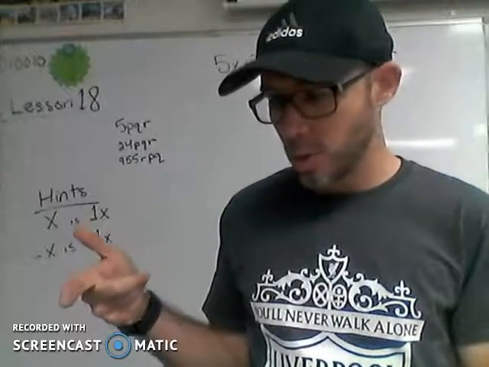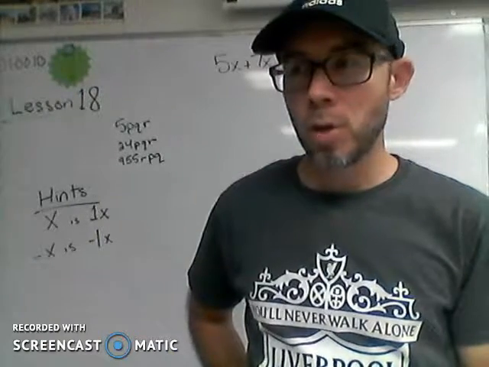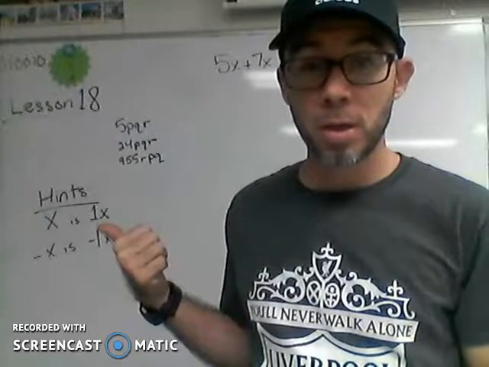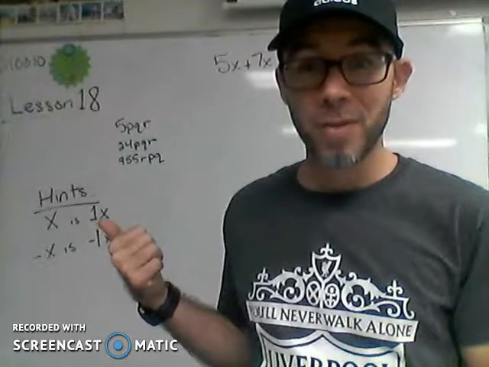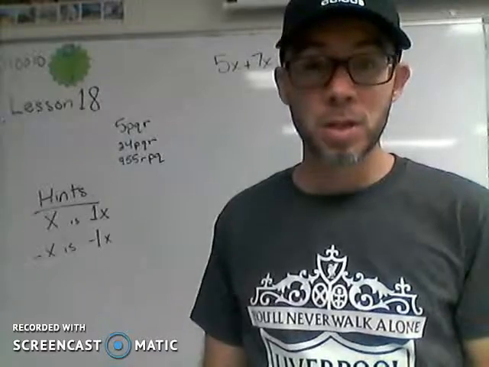Okay, let me give you a few hints here. For starters, write them down in your notebook. First one: if we ever see a letter, a variable, all by itself, it is understood that there's an invisible 1 in front of it. The number that goes in the front is called the coefficient. It just tells you how many of those things, the x things, that you have.